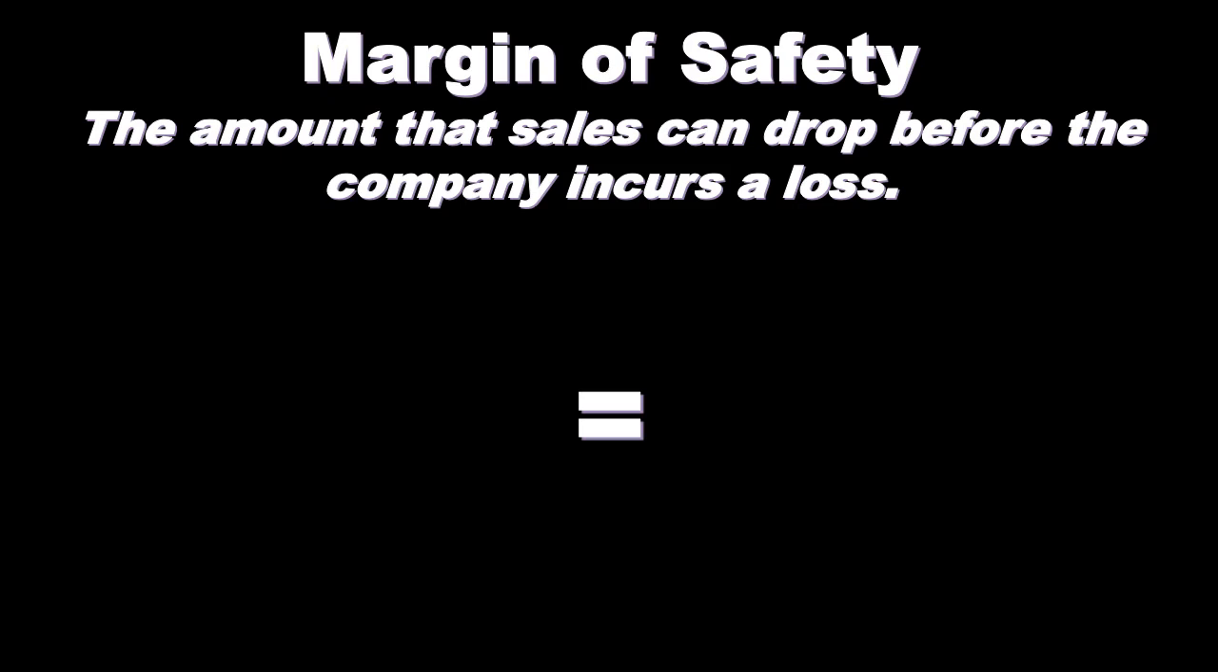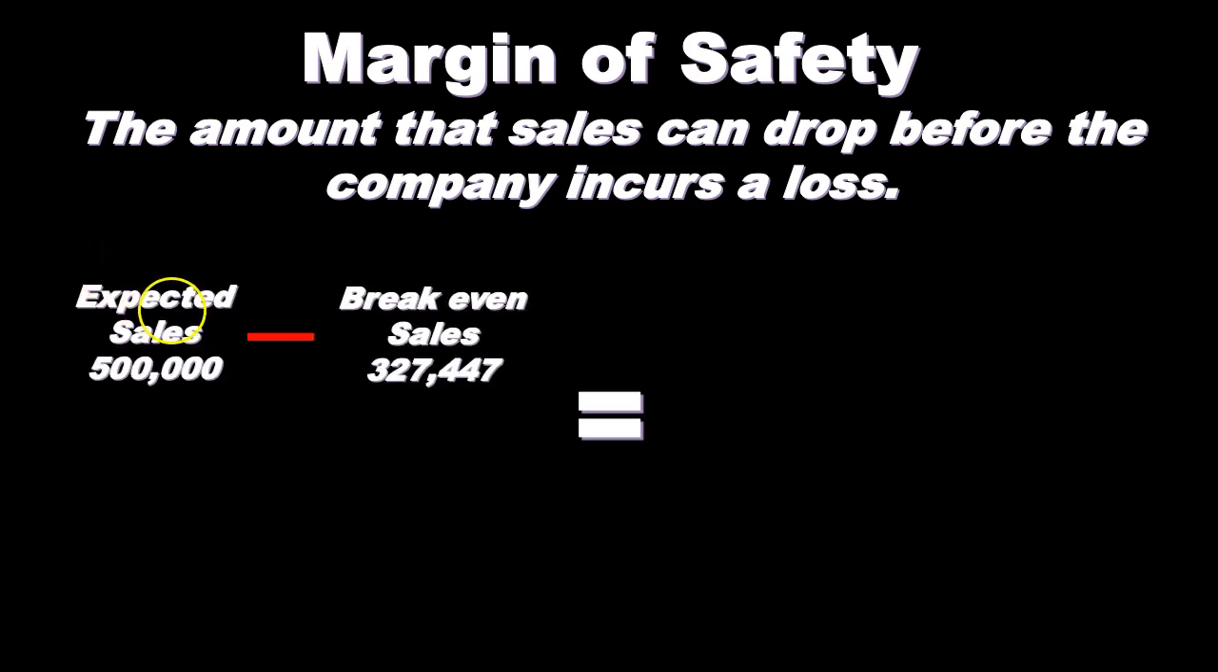So this is another use. Remember that the break-even point is kind of our starting point for a lot of this CVP type of analysis. We got the break-even point. Now we want to think about that margin of safety type of calculation. To do that, we're going to take the expected sales. So we're going to say the expected sales are 500,000.